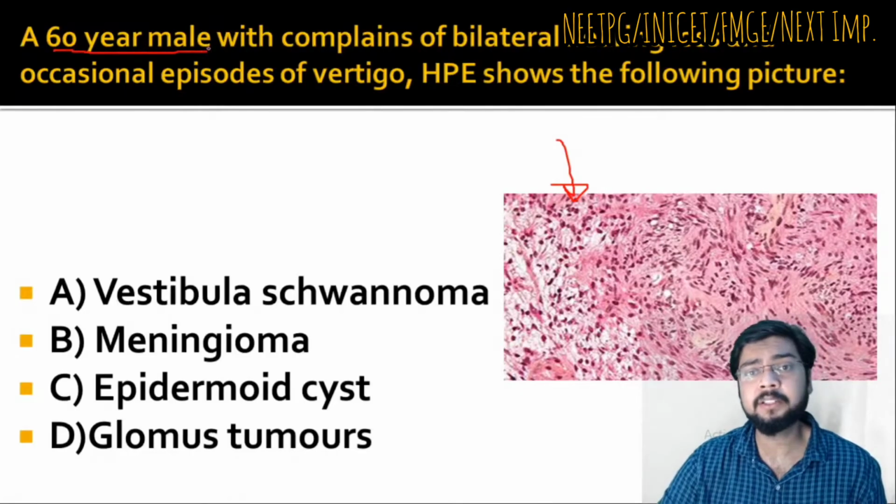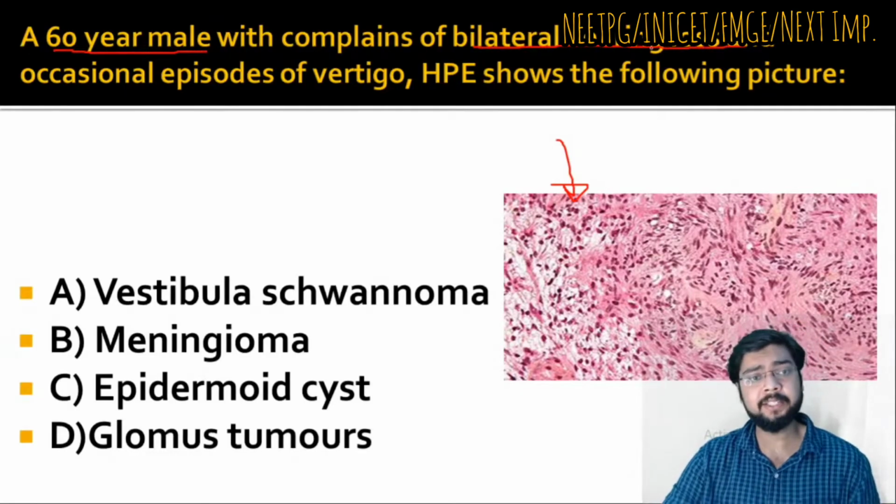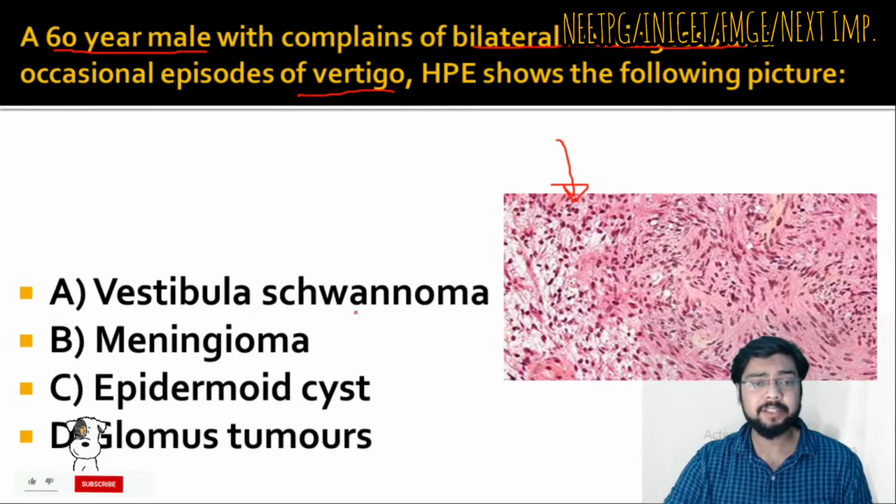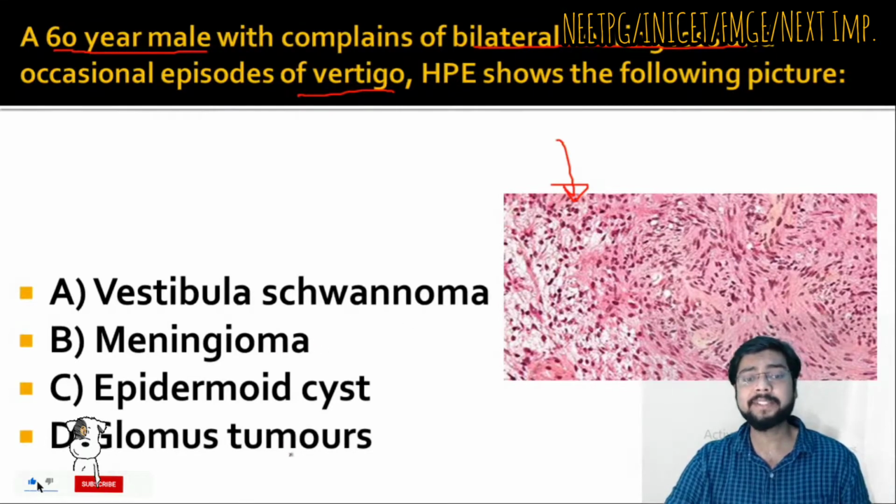A 60-year-old male with complaints of bilateral hearing loss and occasional episodes of vertigo shows a histopathology slide like this. Now, what can it be? Vestibular schwannoma, meningioma, epidermoid cyst, and glomus tumor.